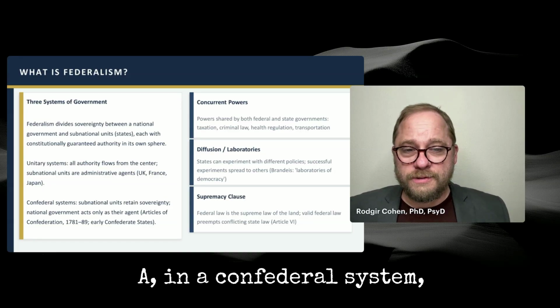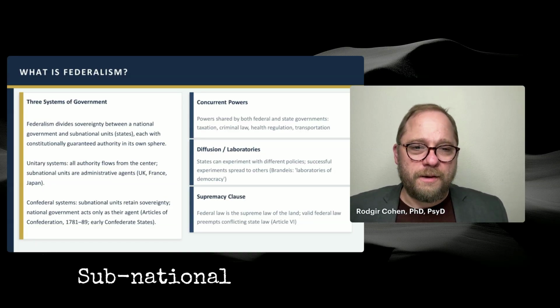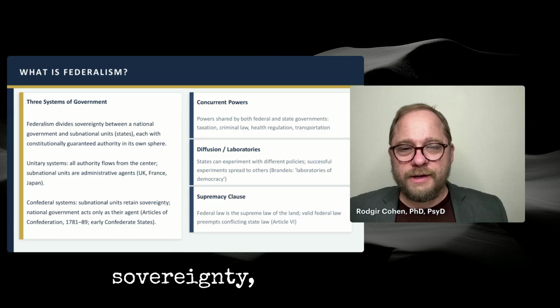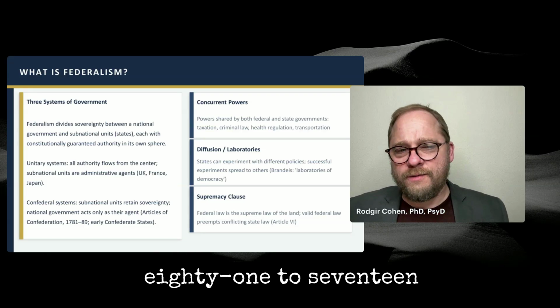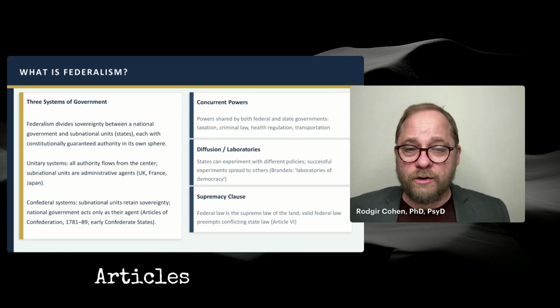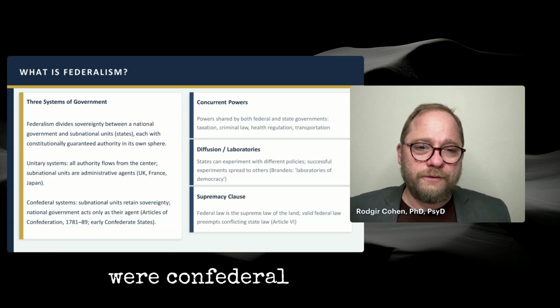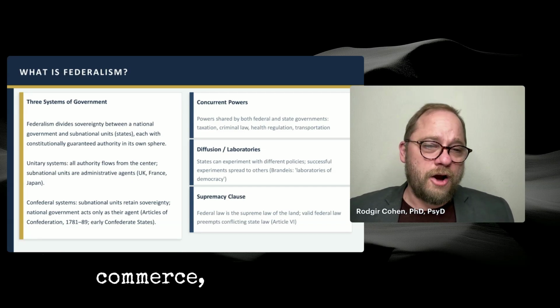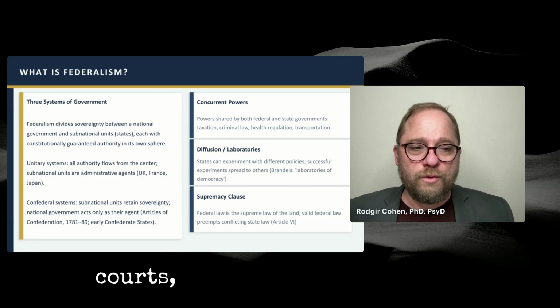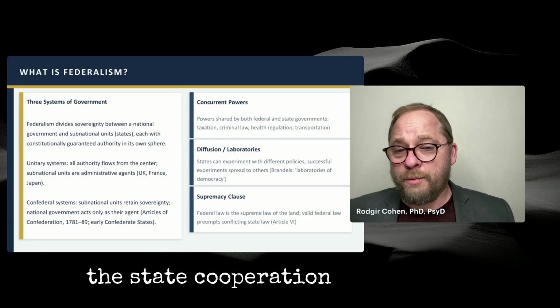A confederal system is the opposite. Subnational units retain ultimate sovereignty, and the national government is their agent. The United States from 1781 to 1789 operated under the Articles of Confederation, which were a confederal arrangement. Congress could request but not demand taxes, could not regulate commerce, had no executive or courts, and depended entirely on state cooperation to function.